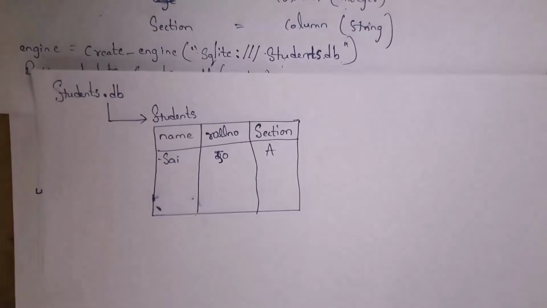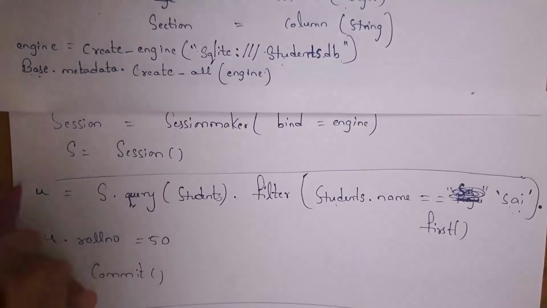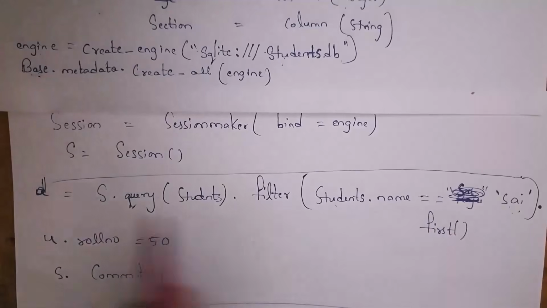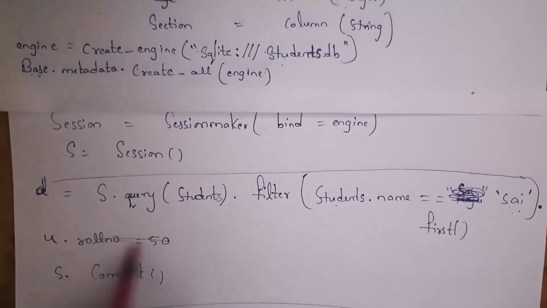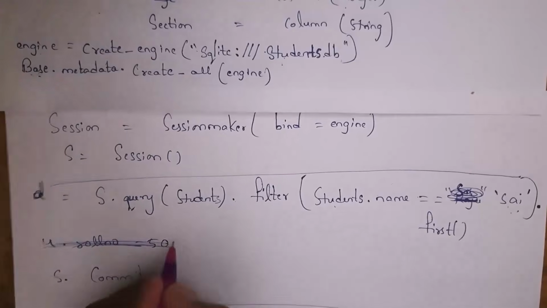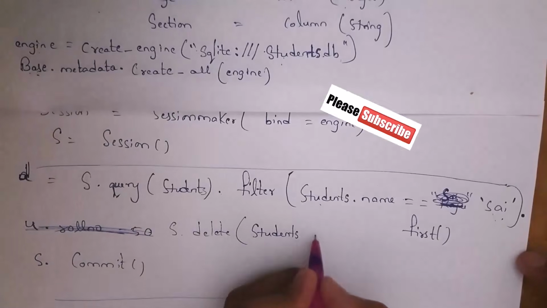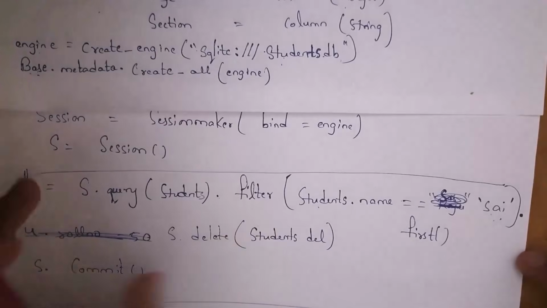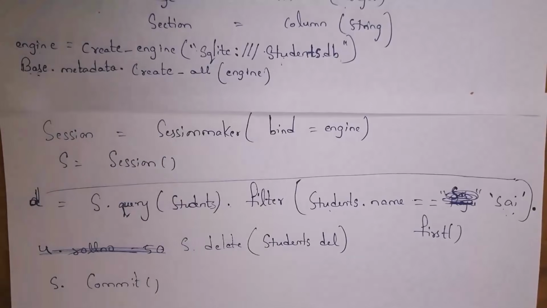Now last one is delete operation. I want to delete this entire row. So I am taking variable name as d. D equal to same program. So write this same line of code. Just in place of writing u dot roll number equal to 50, just write here s dot delete of, my table name is students, so just write here students, that is delete. So whenever I run these 3 lines of code, it will delete data which is present in students table. This is how we perform CRUD operations by using SQLAlchemy.